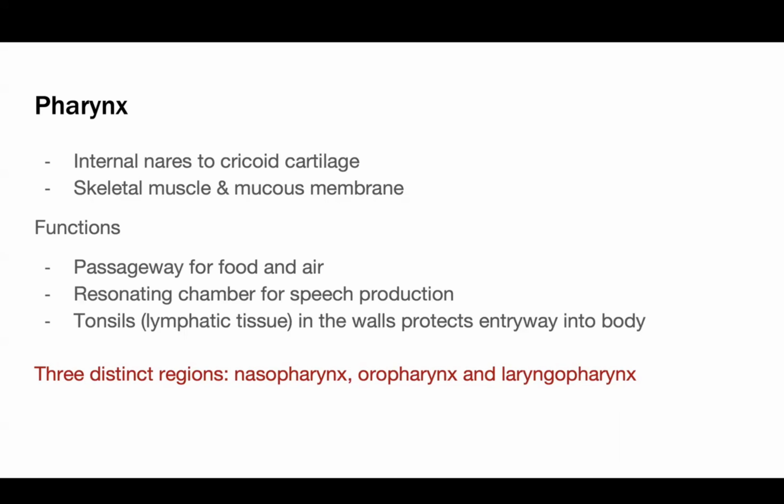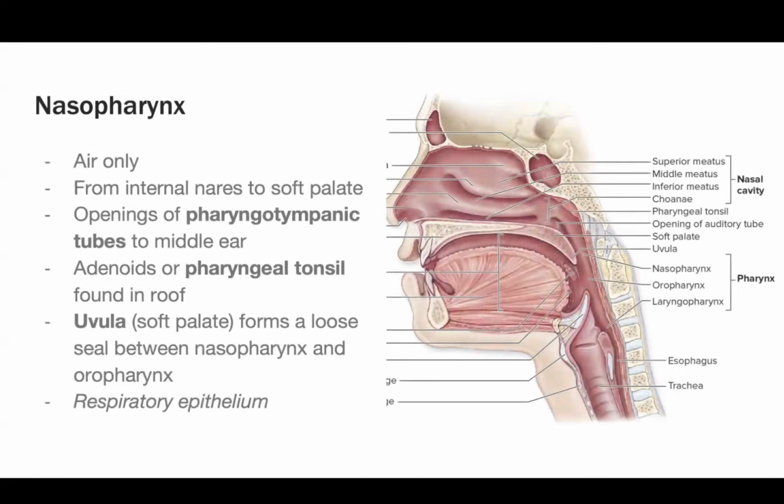It's a resonating chamber for speech, and it also helps with immune defense. How so? It houses tonsils, some lymphatic tissue, and it sits by the entryway into the body. It's also divided into three distinct regions: the nasopharynx, the oropharynx, and the laryngopharynx. Let's take it one by one.